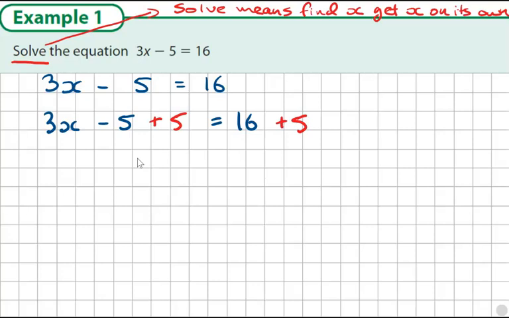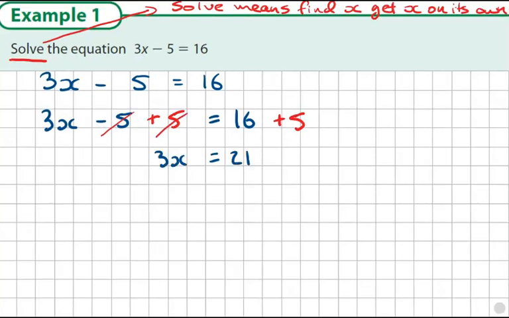The other method is that we can balance the equation by adding plus 5 to both sides. So minus 5 plus 5 will cancel, leaving us with 0. So 3x plus 0 will just be 3x. And then 16 plus 5 will give us 21, just like in the previous example. So the minus 5 plus 5 will cancel, and we're left with 3x is equal to 21.